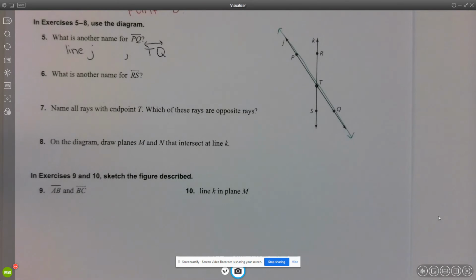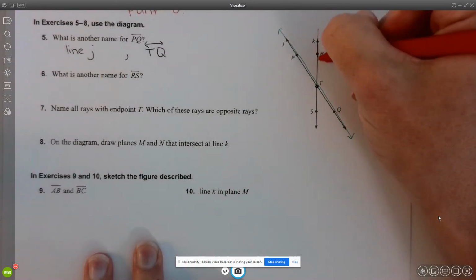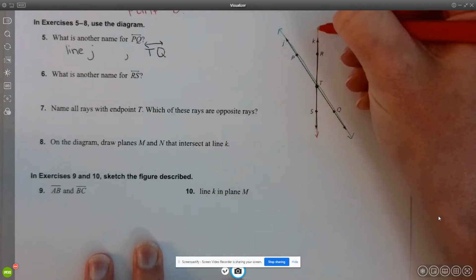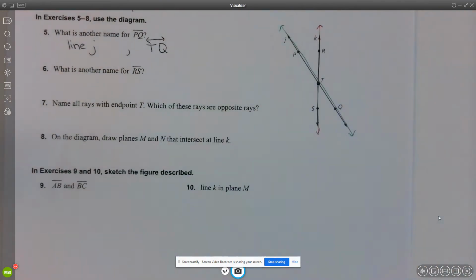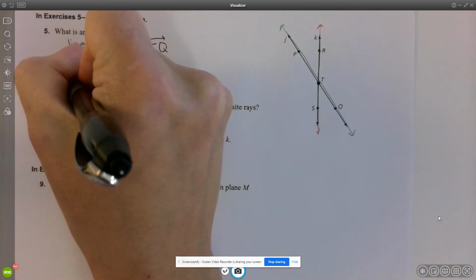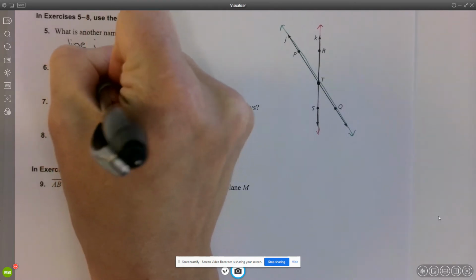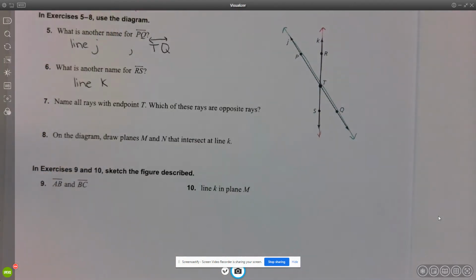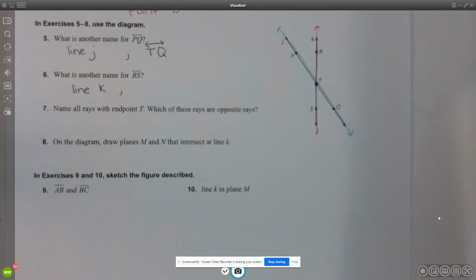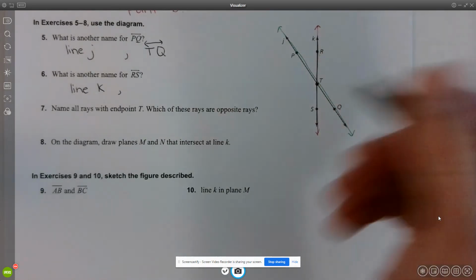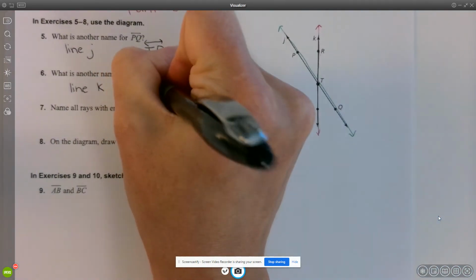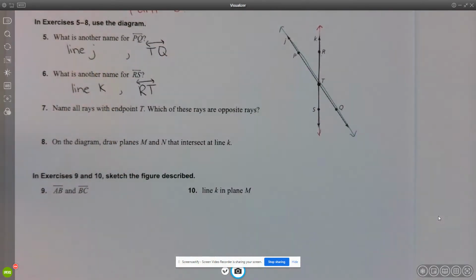Number 6, what is another name for line RS? Line RS is right here. Again, I see a little lowercase k, so I could use that letter and I could call it line K. Or I could use some other points to name the line. I could name this line RT because these 2 points lie on the line. Remember to put the line symbol above your points.